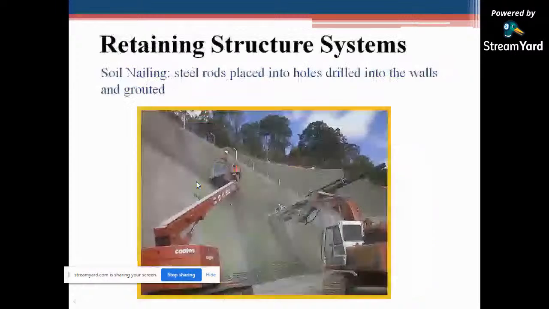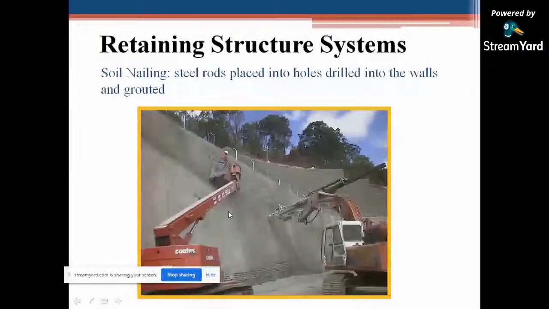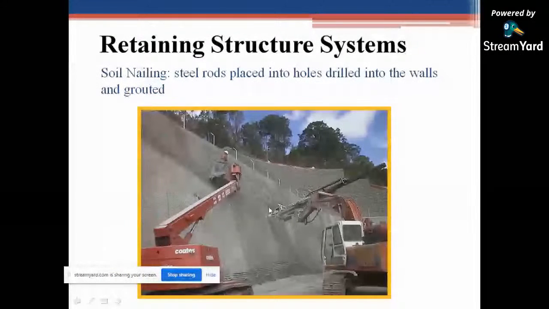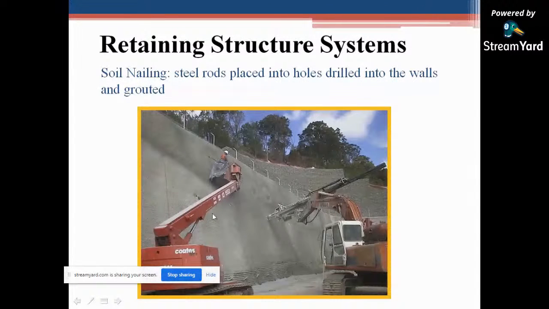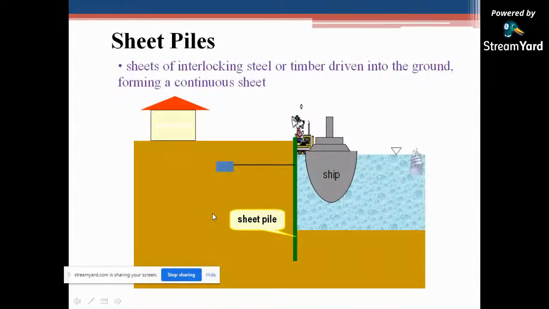That's why the soil nailing is done inside. So these nails from this retaining wall will go inside the soil. These are the sheet piles. If there is a ship over here, there is a construction over here, and ships are moving. This is the water level. So what will happen?